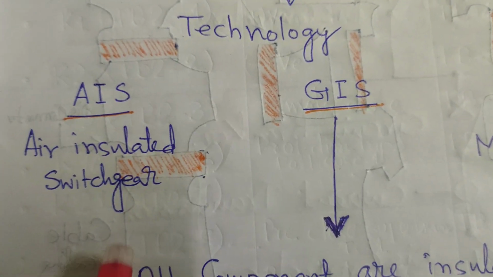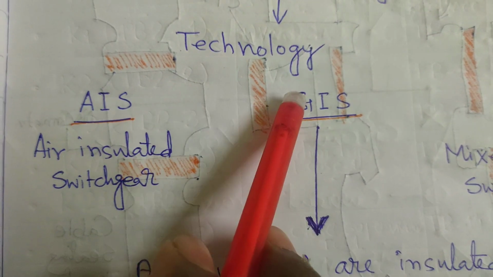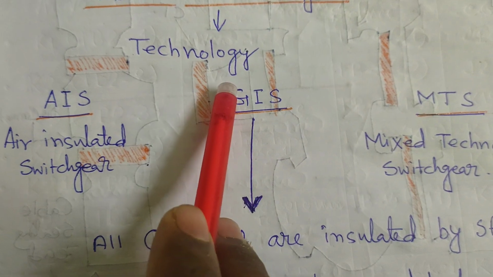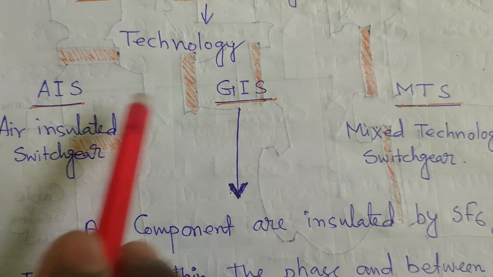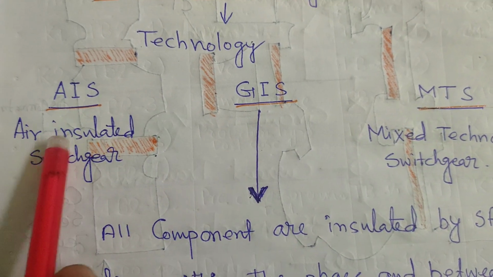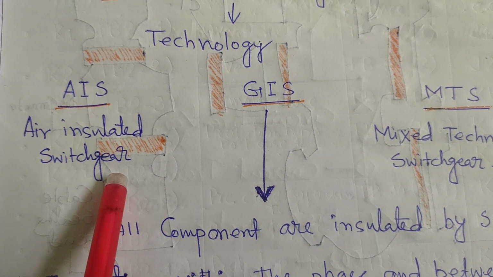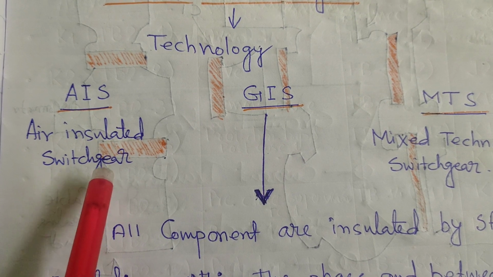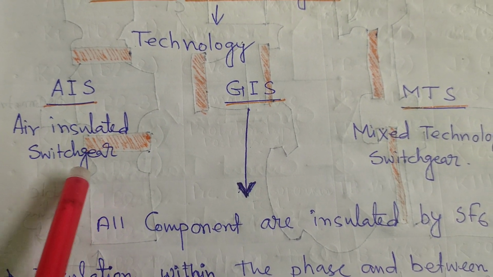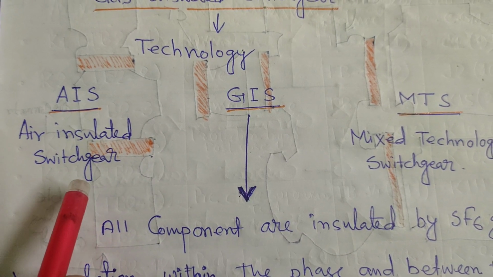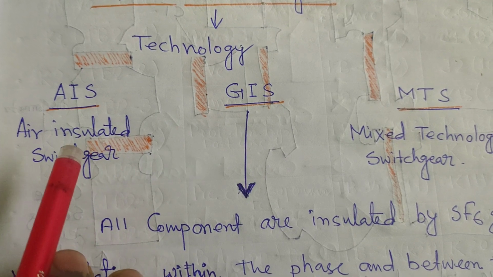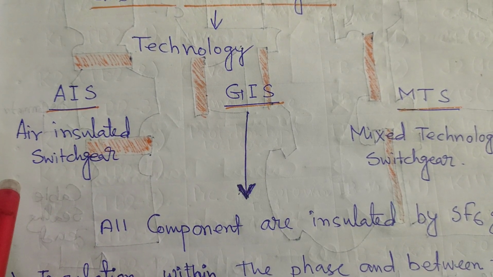So what is the difference between AIS and GIS? The three types of technology we are using nowadays are AIS, GIS and MTS. AIS is air insulated switchgear. Generally, previously, different types of substations and power plant equipment were installed with insulation considering air.